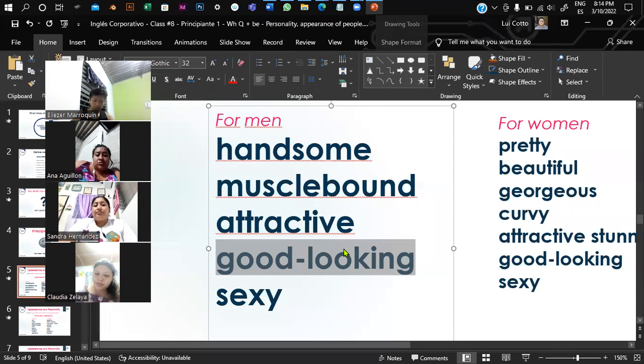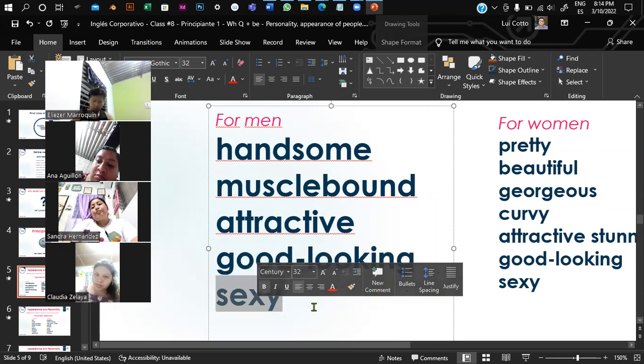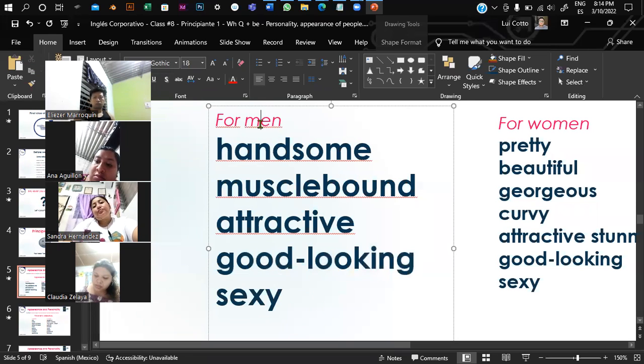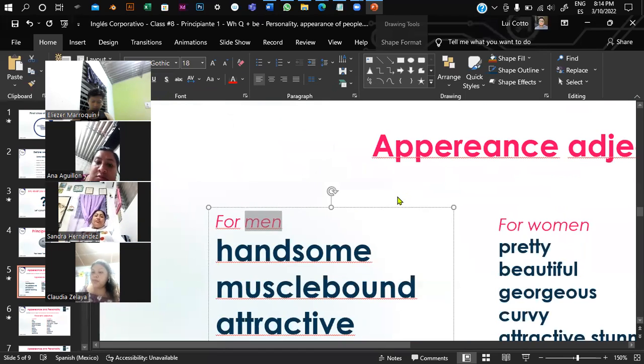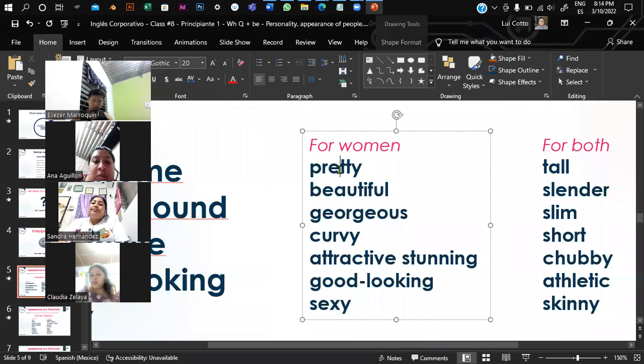Okay, attractive, that is a synonym. Or, this is a common one, and we can use it for men: sexy. Okay. Now for women. Appearance adjectives for women. First one is pretty.